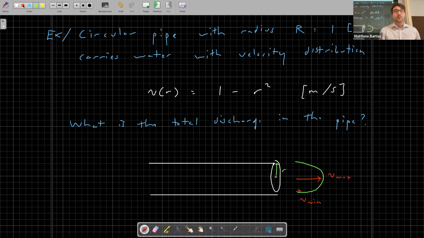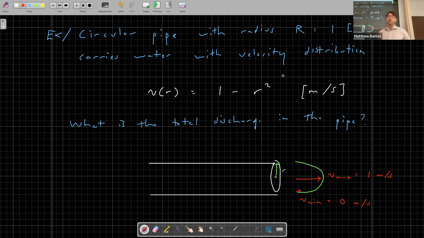You can see just by evaluating this function that at the center of the pipe, where r is equal to 0, the velocity will be 1 meter per second. And at the wall of the pipe, the minimum velocity will be equal to 0, right? Because 1 minus 1 squared is equal to 0.